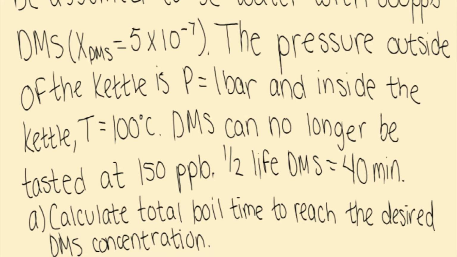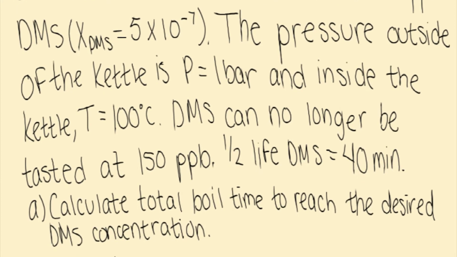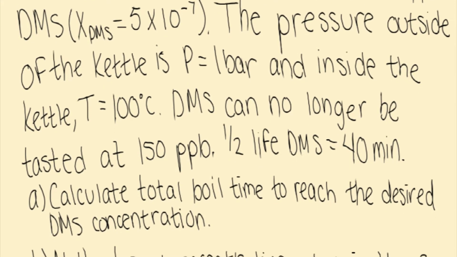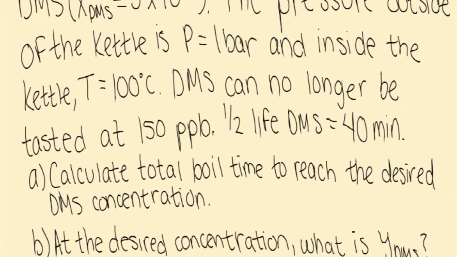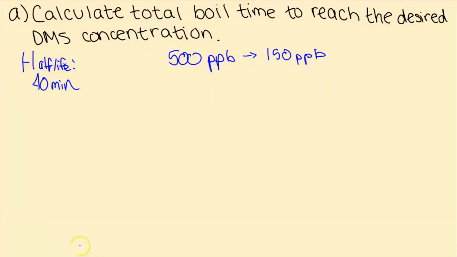The first part of this question is to calculate the total boil time to reach the desired DMS concentration. The second part is, at this desired concentration, what is yDMS? Alright, so now we're going to calculate the total boil time using the desired DMS concentration. So we start at 500 parts per billion, and we're going to try to get to 150 parts per billion using the half-life. So naturally, after 40 minutes, 250 parts per billion has gone away. So we're only down to 250.